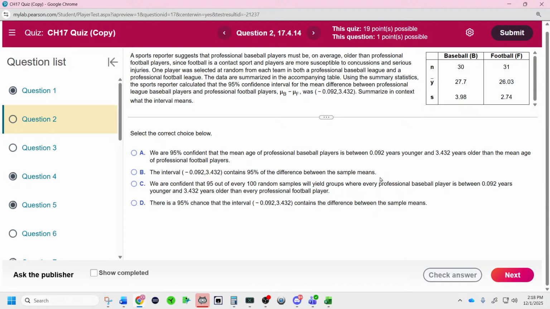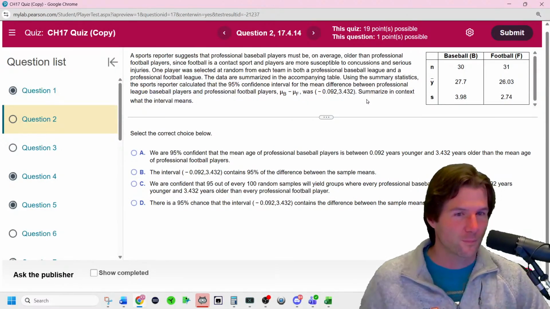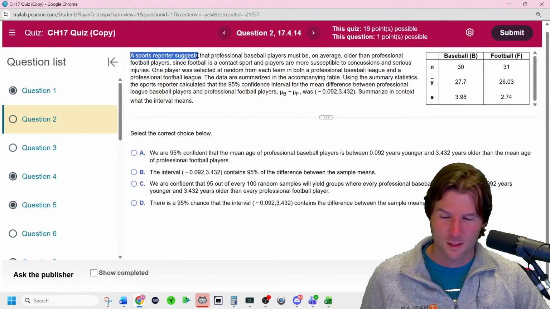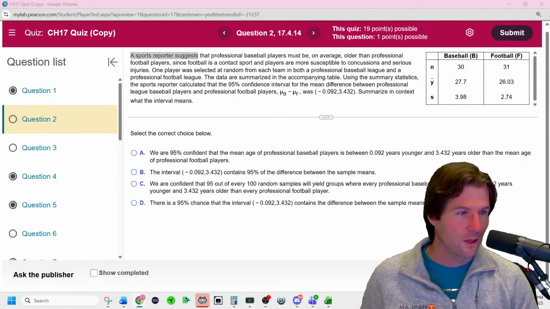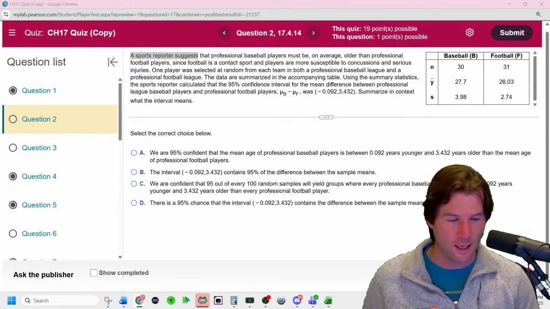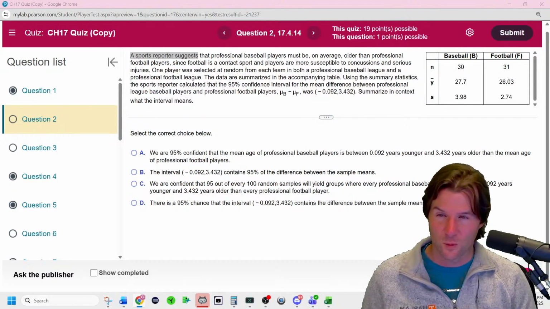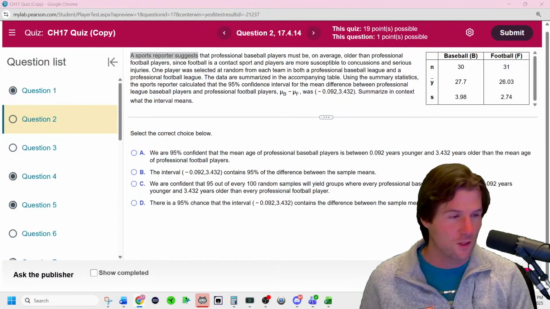Okay, so we have an interval. Does the interval contain 0, yes or no? Just yes or no in the chat. It does. If the interval contains 0, that means we do not have evidence of a difference. As soon as you look at an interval, it could be that there's no difference in the age of these players between sports. So we don't have evidence of a difference between them because the interval does contain 0.